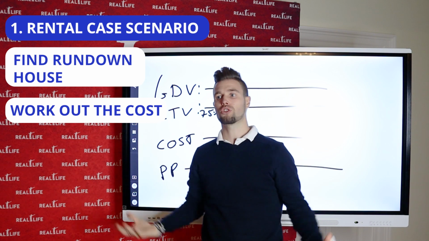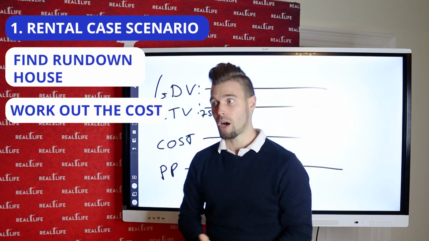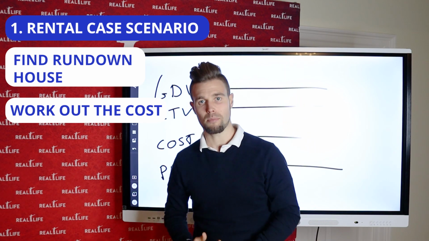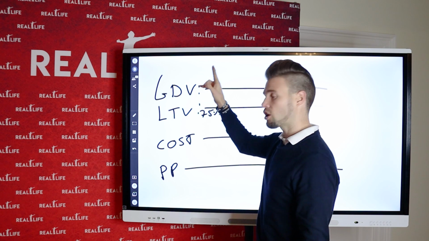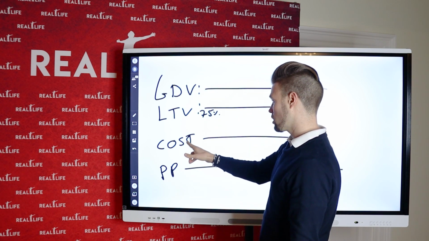So I might want to produce an 8-bed HMO. I might want to produce 6 flats. I might want to produce whatever it is, a 5-bedroom house to rent out as a buy-to-let. Whatever that end product is, I've got to go find something that is not that. How much cost is it going to take me?